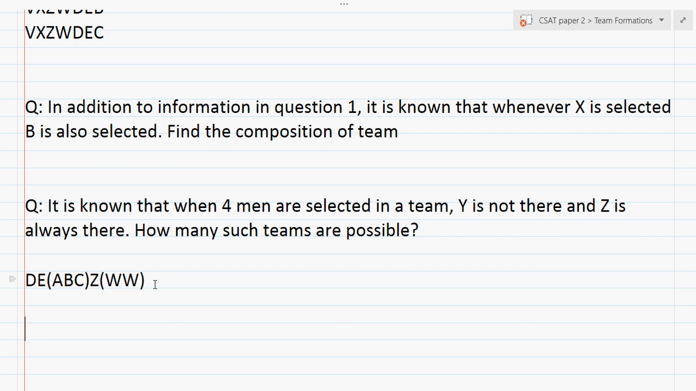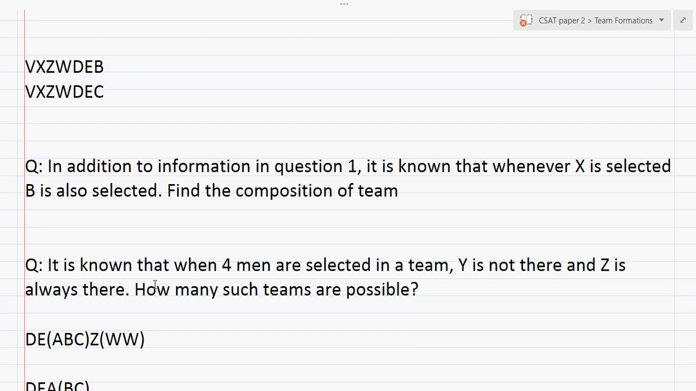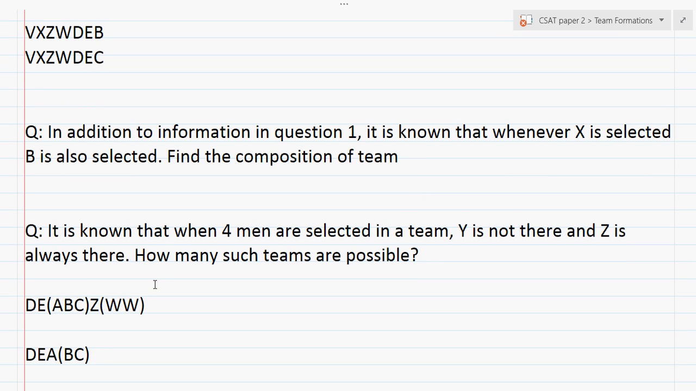So one team which is possible is when A is there. So it would be D, E, A, right? Then one of B and C. When A is there, who is not there? Y cannot be there, and V cannot be there again, right? So what women are left? V, W, X, Y, Z: Y is not there, Z is already there. So W and X are left.